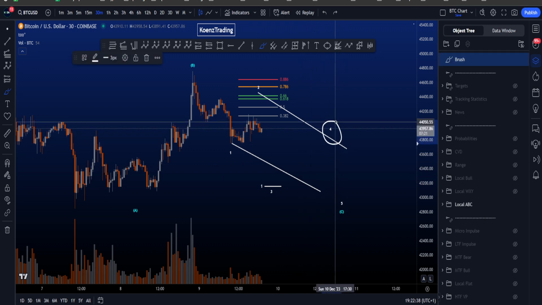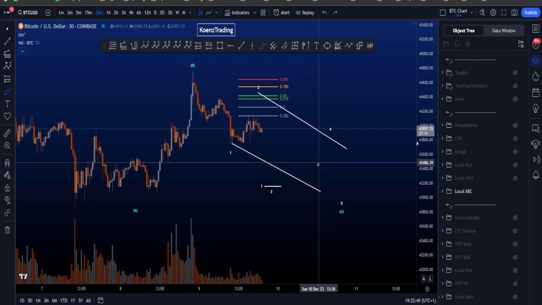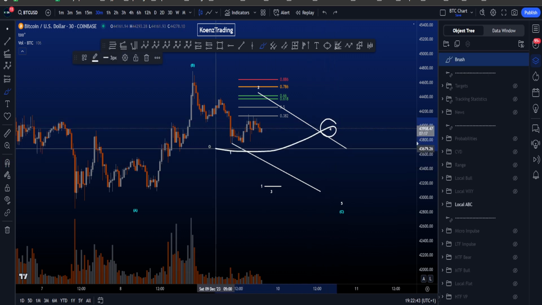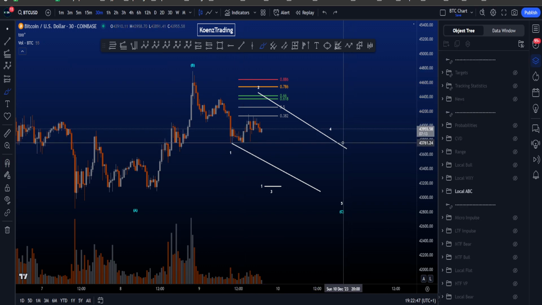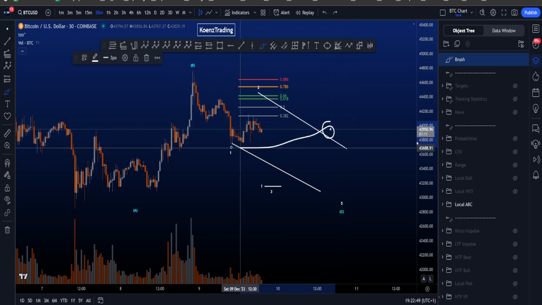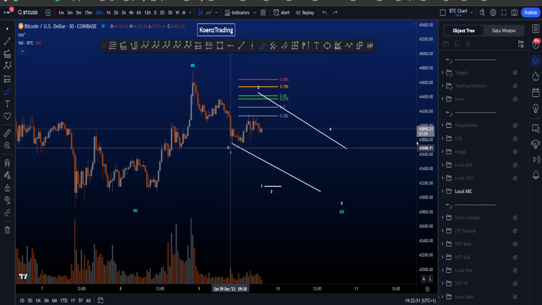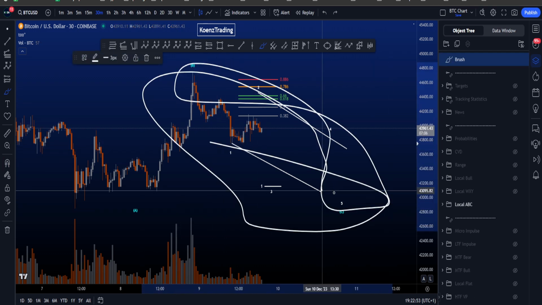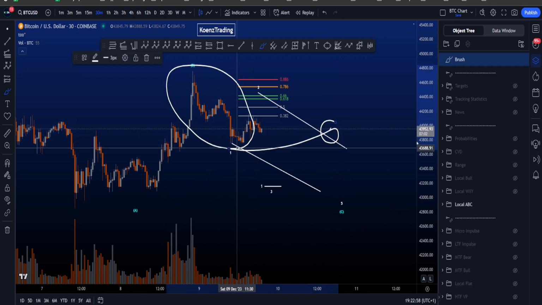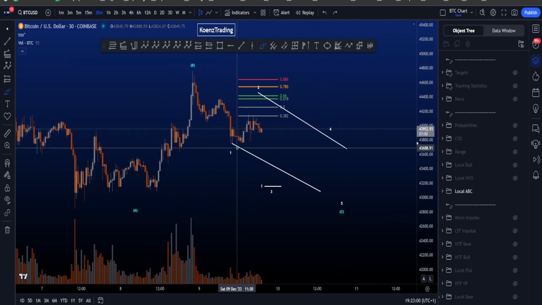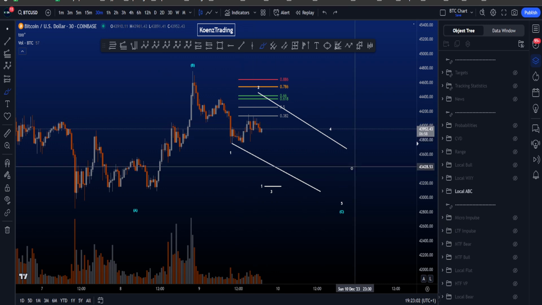Same is true for wave 4, where also wave 4 has changed. Wave 4 now in a diagonal does not have to have overlap with the price action of wave 1. Previously, that was a rule. If wave 4 did not have overlap with the price action of 1, it would invalidate a contracting diagonal. But now it is okay for wave 4 to not have overlap with wave 1. It remains uncommon, it remains rare, but at least it is good to know.